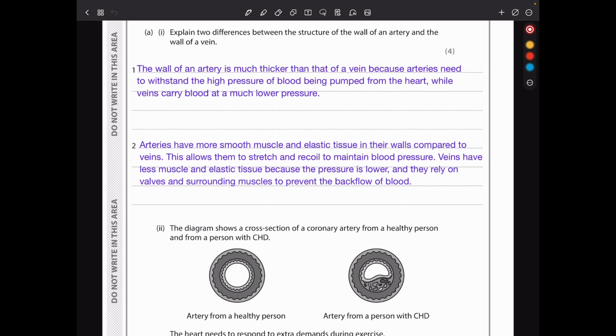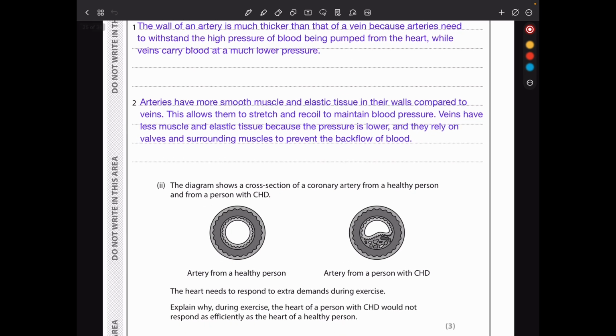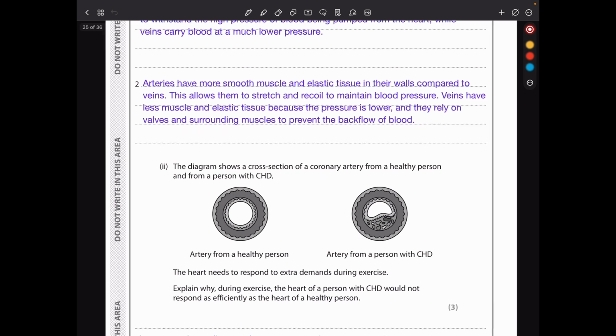Also, the arteries have more smooth muscle and elastic tissue in their walls compared to veins. This allows them to stretch and recoil to maintain blood pressure. The veins have less elastic tissue as well as smooth muscle because the pressure is lower, and they rely on valves and surrounding muscles to prevent the backflow of blood.